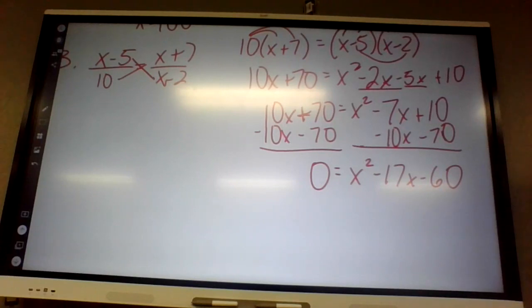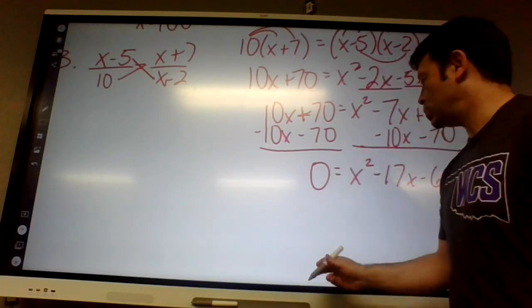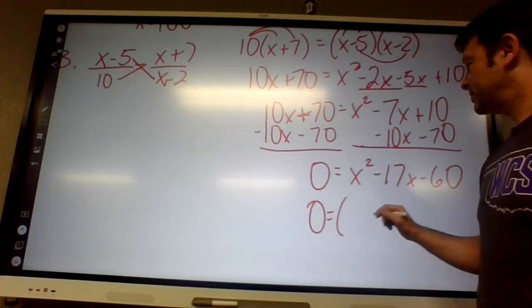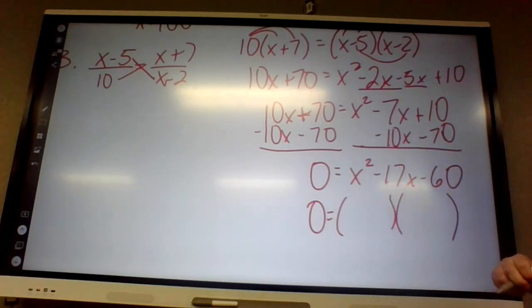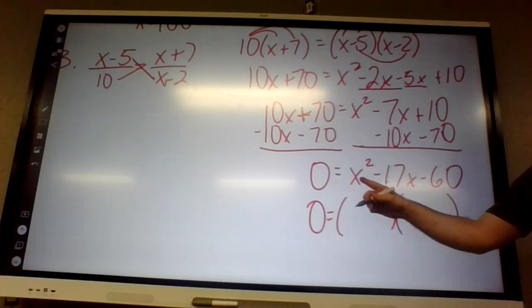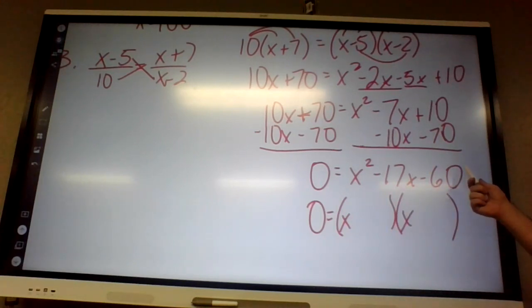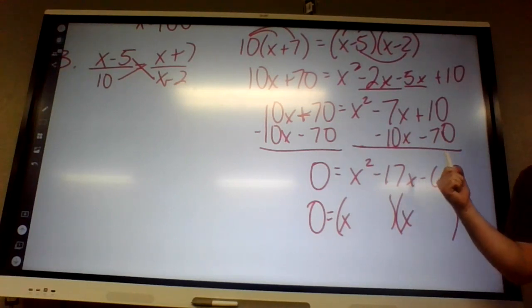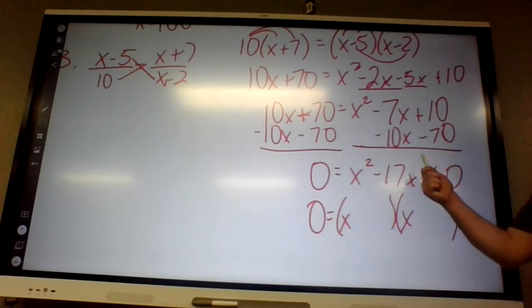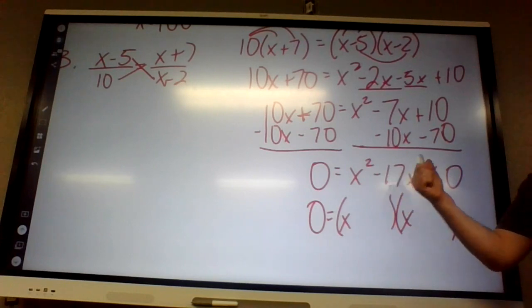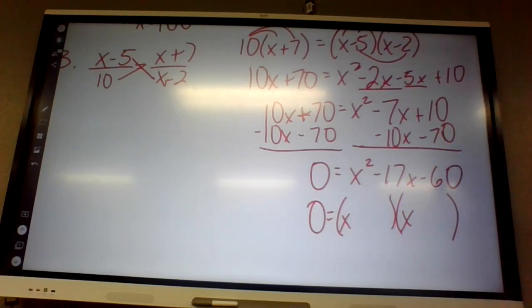You guys remember how to factor this? No. Another thing you need to remember for next year. What goes into x squared? x. Time to panic. What multiplies into negative 60? We will relearn it next year, but if you remember, it's easier. What multiplies into negative 60 that adds up to negative 17? Remember, it's in the times tables. Barely.